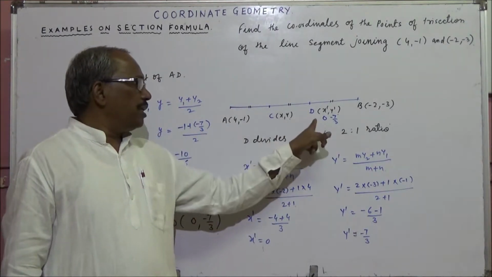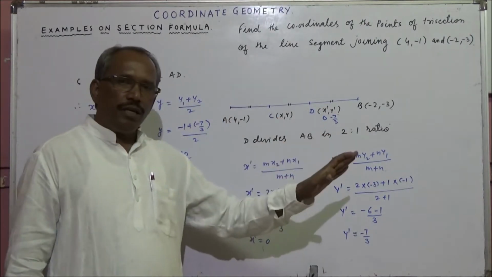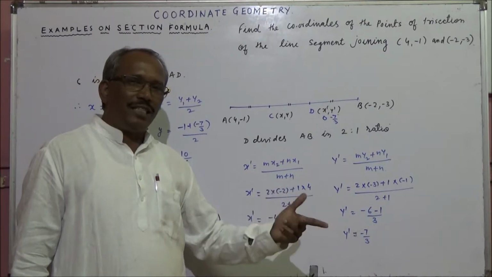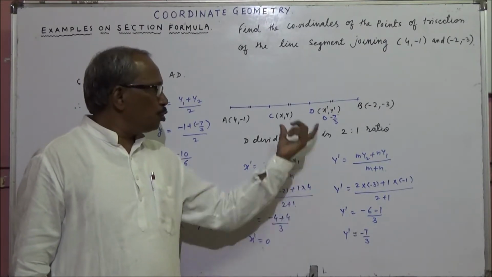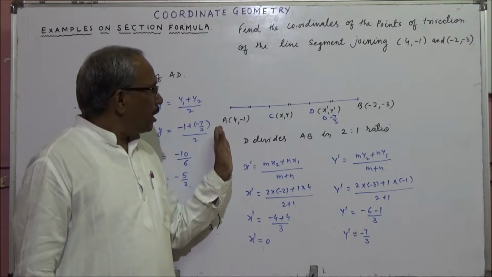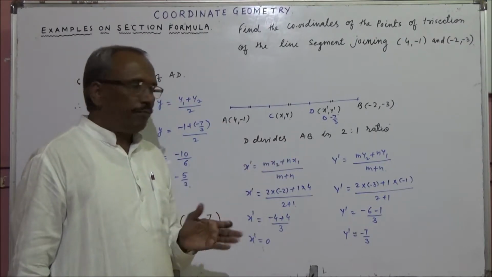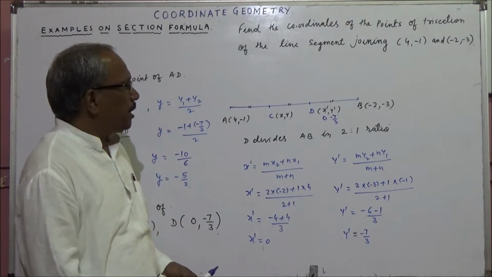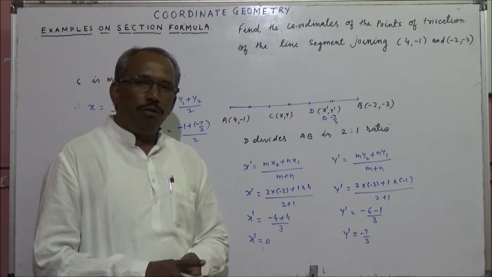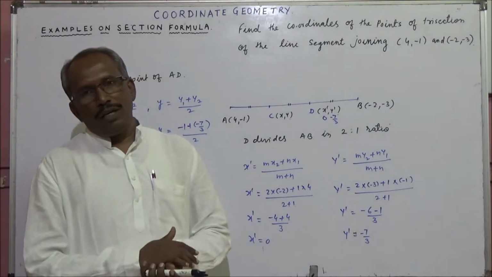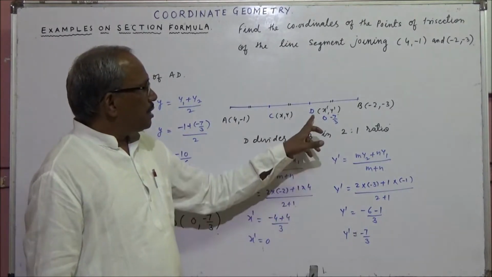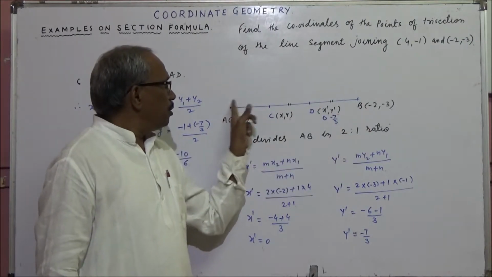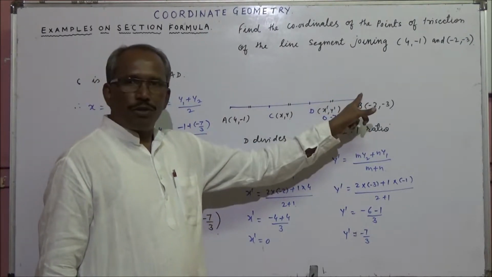So C and D divide AB in trisection. Trisection means these 2 points make 3 equal parts of AB. So ये 3 सेगमेंट्स इक्वल हो जाएंगे. तो सेगमेंट्स अगर इक्वल होते हैं तो उनका रेशो हमें कैसे लिखना है ये मालूम होना चाहिए. जैसे D divides AB in 2:1 ratio.